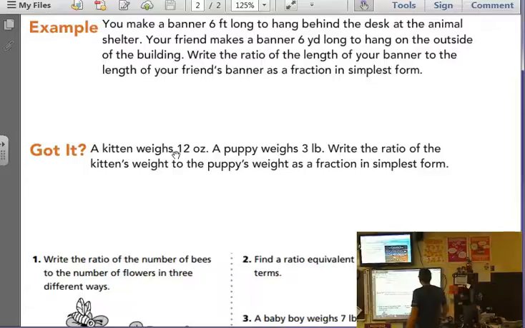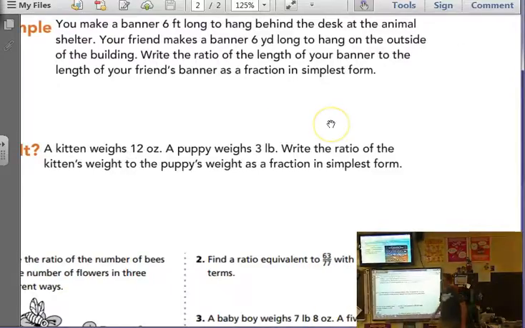You make a 6-foot-long banner to hang on the desk at the animal shelter, and your friend makes a 6-yard-long banner to hang outside the building. Write the ratio of length of your banner to the length of your friend's banner as a fraction in simplest form. Well, it's just 6 to 6, right? They're the same thing. Ooh, Izzy, why are they not the same thing?